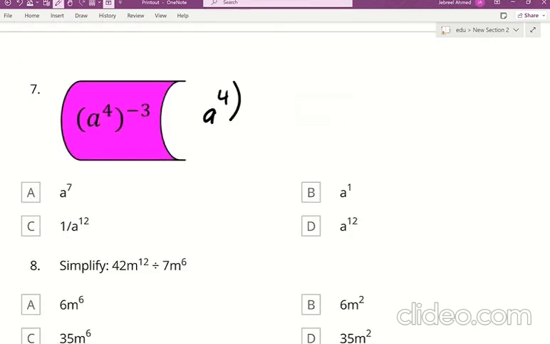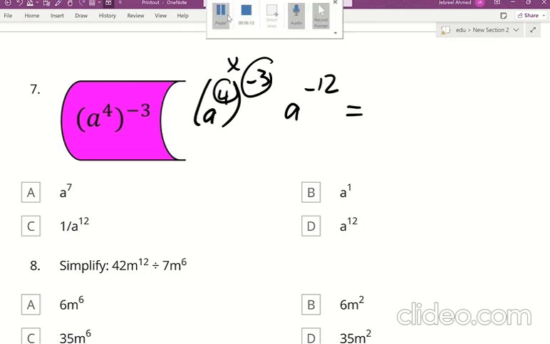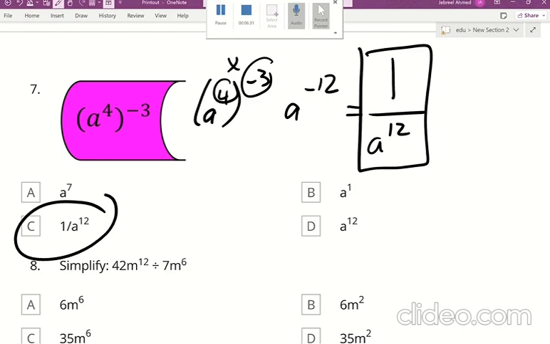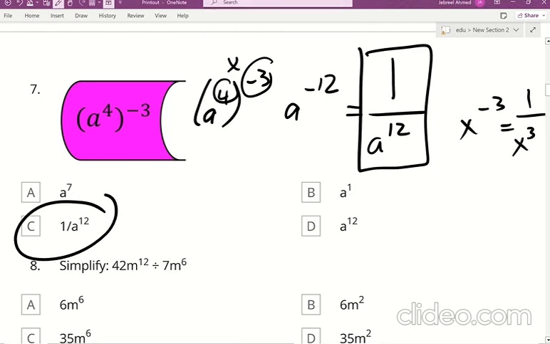So when I have a power outside of the bracket, I have to multiply these. So 4 times negative 3 is a to the negative 12th power. And anytime I have a negative power, here you have to use the reciprocal. So I want to make this positive. The only way I can make it positive is if I put 1 over a to the 12th power. That would be my answer. So for example, if I have x to the negative 3rd power, this equals 1 over x to the positive 3rd power.